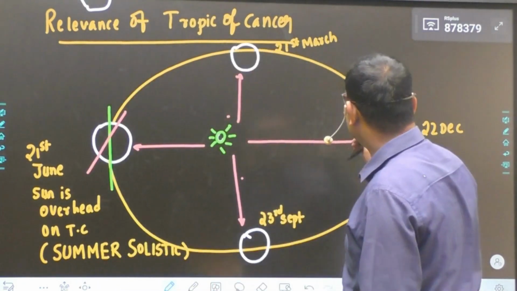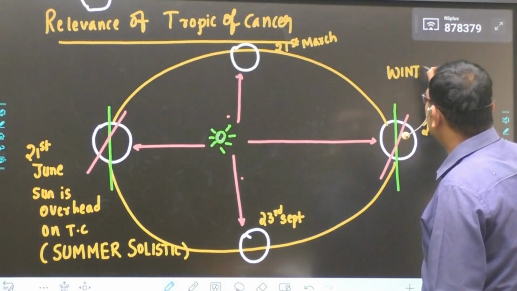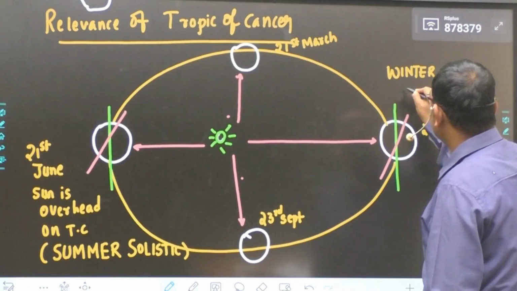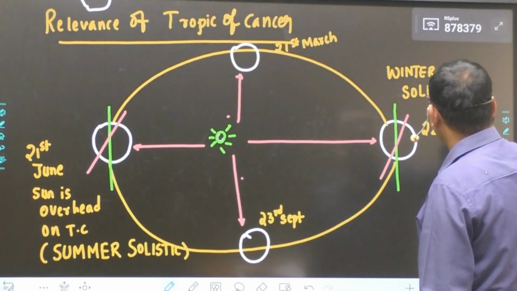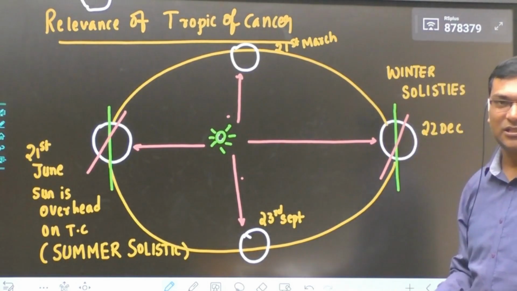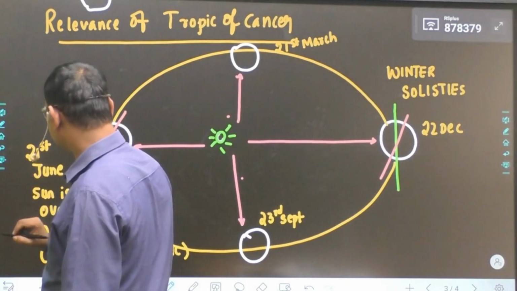Now, here, can I say this is your winter solstice? Winter solstice. Am I right? It is a winter solstice. If you look at here, now I'll show you with the diagram.